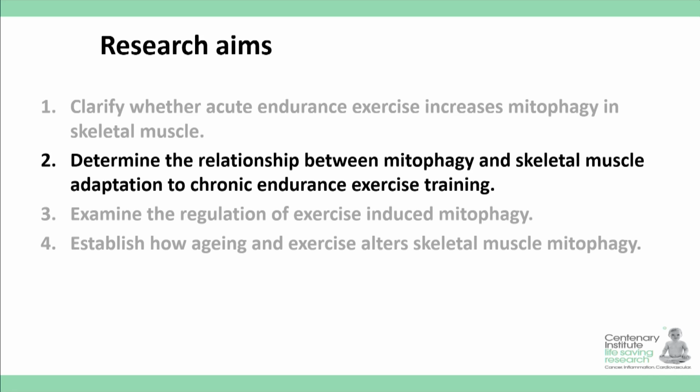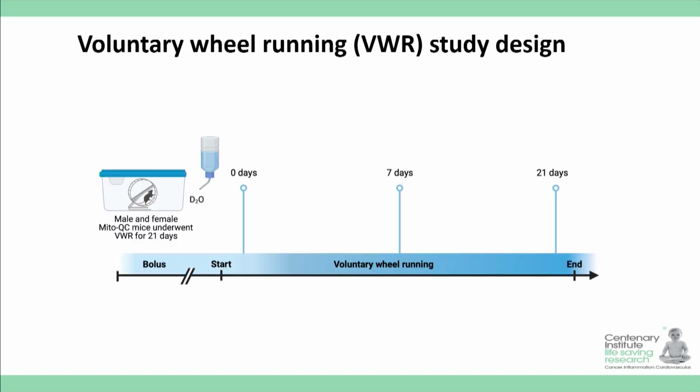So that's the acute work that we've been doing. But one of our real interests in the lab is actually how processes relate to chronic exercise training or chronic adaptation. So aim 2 really was to say, well, what's the relationship between mitophagy and adaptation to chronic exercise? So the model that we use is just a voluntary wheel running model. So mice get access to wheels for 21 days.